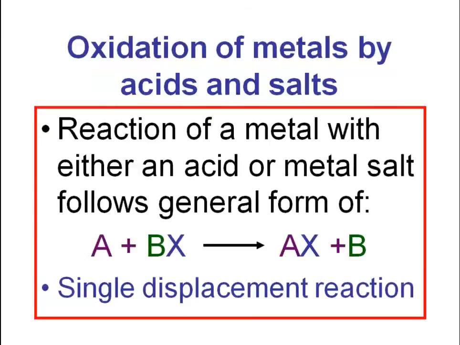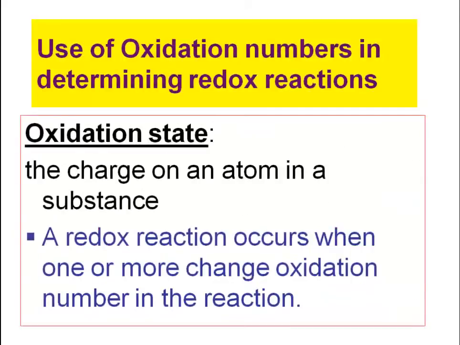Oxidation of metals by acids and salts. A reaction of a metal with either an acid or a metal salt follows the general form A plus BX yields AX plus B, so a single displacement reaction, and this will be an oxidation reduction reaction. When oxidation and reduction reactions occur, you're going to need to know how to use oxidation numbers when determining what has been oxidized and what has been reduced.